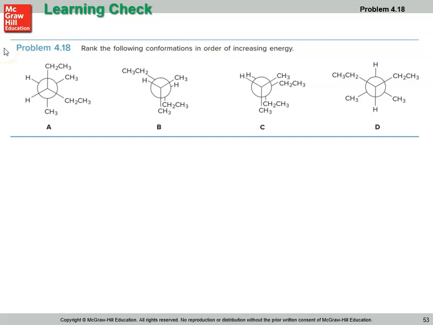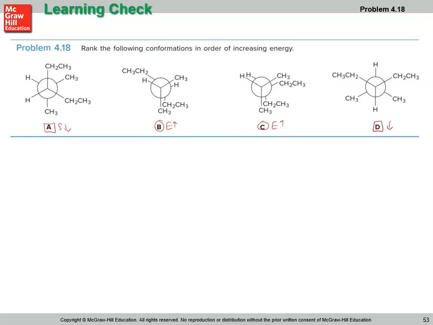I want you to think about ranking the conformations in terms of increasing energy, so lowest energy to highest energy. We're going to now rank these in order from lowest energy to highest, and we know that the eclipsed forms are the highest energy. So here B and C are eclipsed. They're going to be higher energy. And A and D, we can see, are staggered. They're not overlapping, so they're going to be lower energy.